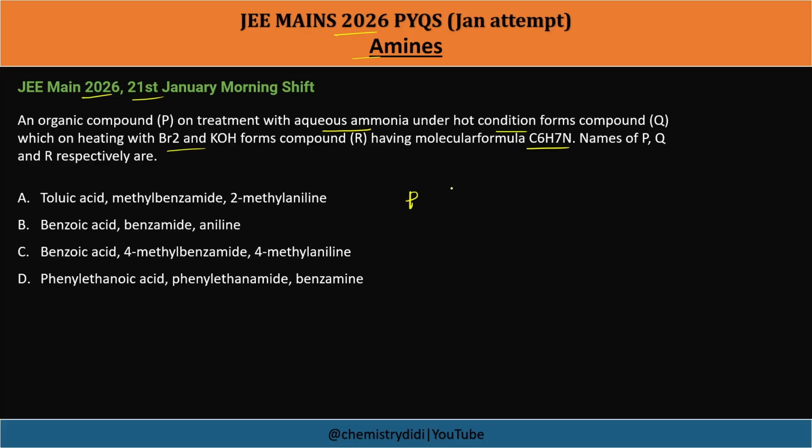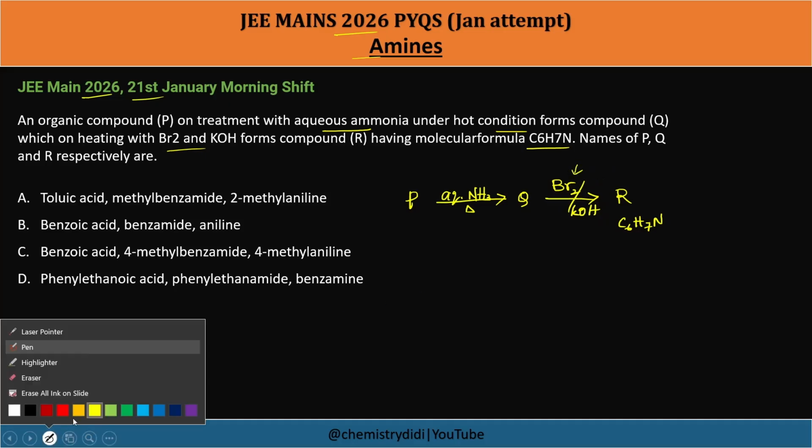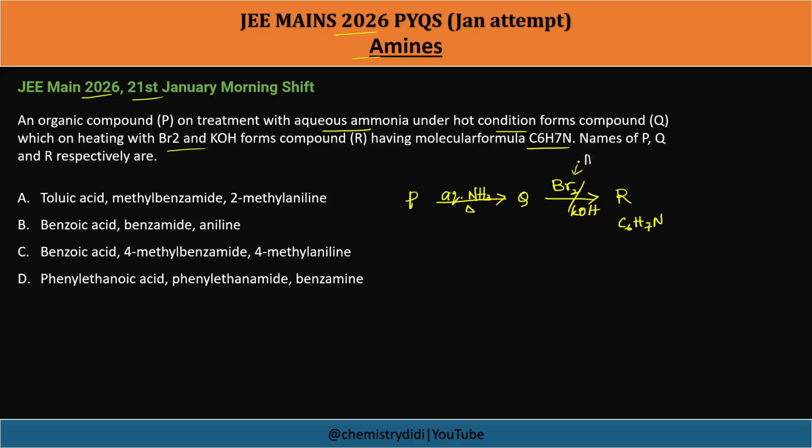We have this organic compound P, and they have treated it with aqueous ammonia under hot conditions, meaning heat also they have mentioned, and then we have got Q. On treating Q with bromine Br2 KOH we'll get product R, which has the molecular formula C6H7N. After seeing this reagent you might have got an idea. This is a Hofmann bromamide degradation, the HBD reaction.